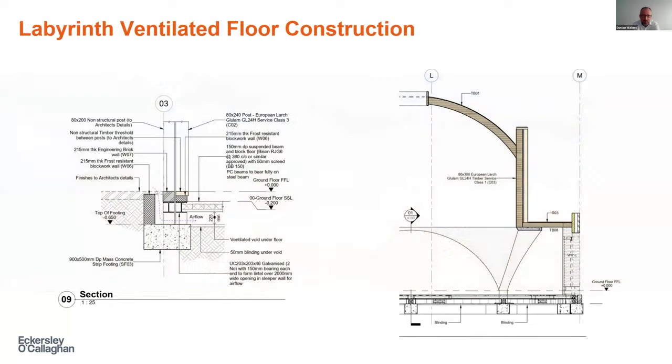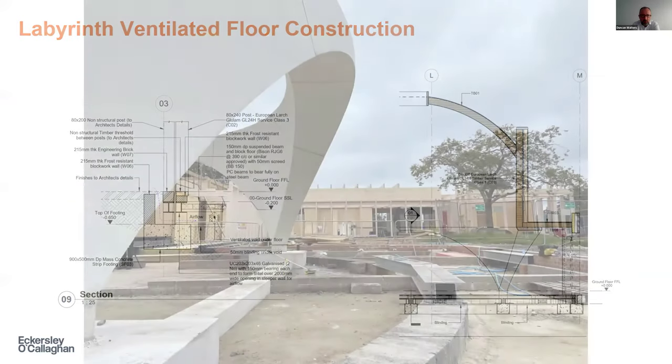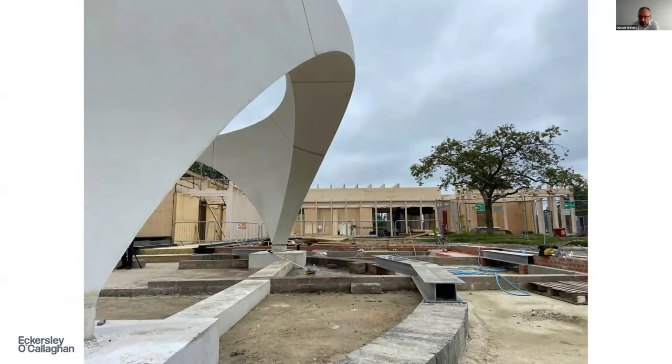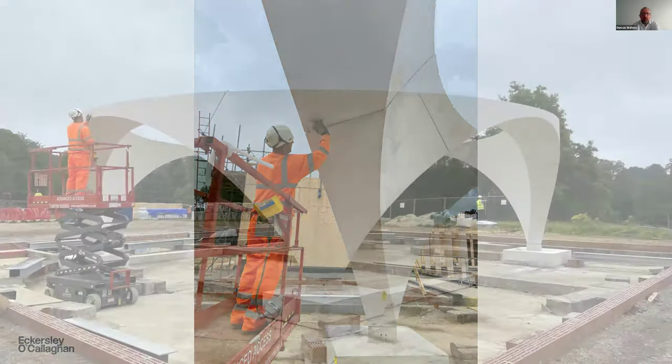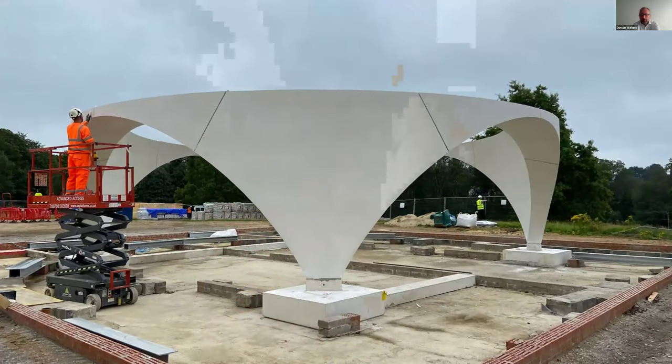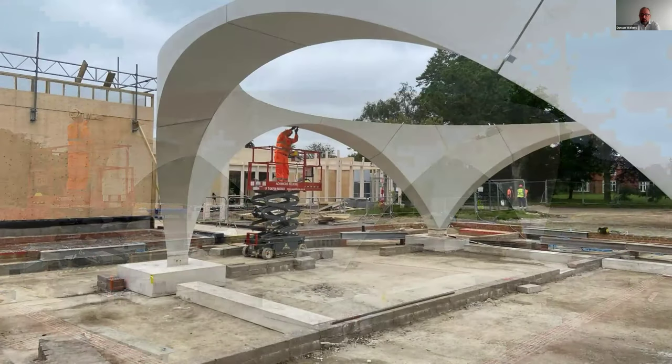You can see here a section through our ventilated floor construction, bringing that cool air in. And there you can see them sat on sleeper walls just adjacent to the inner temple. There was some touching up needed to be done. It's very important that those edges are massaged into a position that they meet neatly. And it's quite a thing on site, going together.